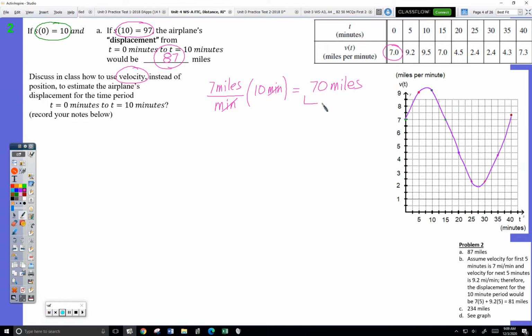This is displacement. This is displacement. The 87 was calculated using positions. The 70 was calculated using velocity. But they're both displacement for the exact same time period. However, the obvious question is, wait a minute. It's not possible for a plane to have a displacement of 87 and to also have a displacement of 70 for the exact same time period. That can't happen. This is the perfect answer. There's no flaw in that number. It is exactly 87. That is the displacement. This number is flawed.